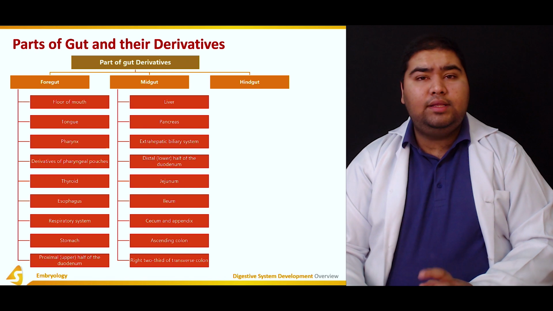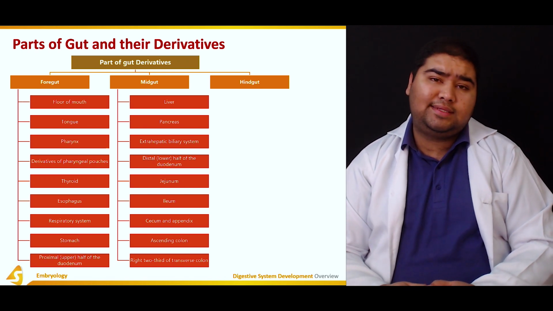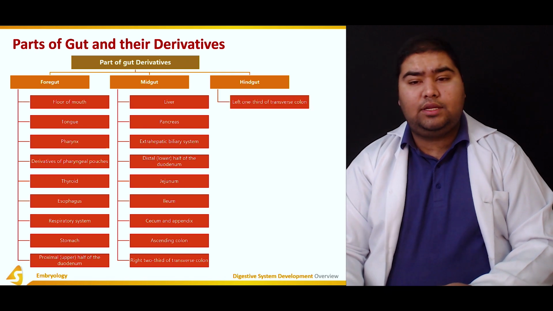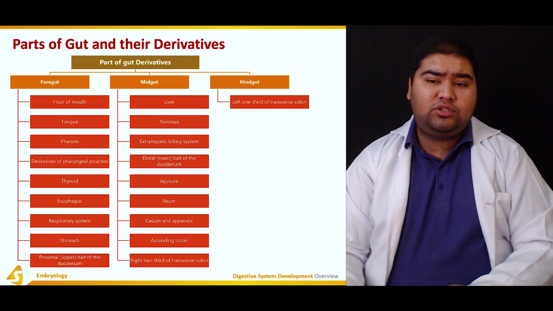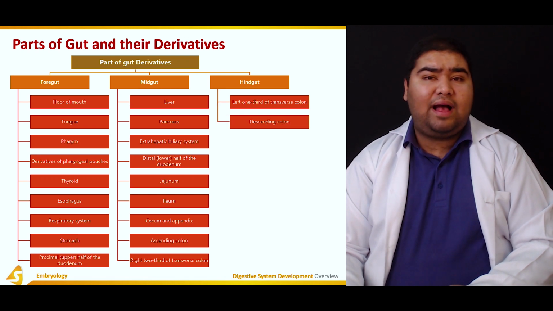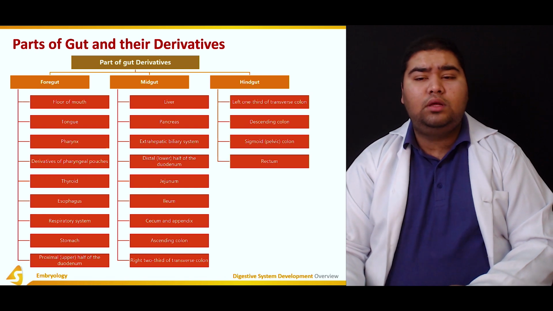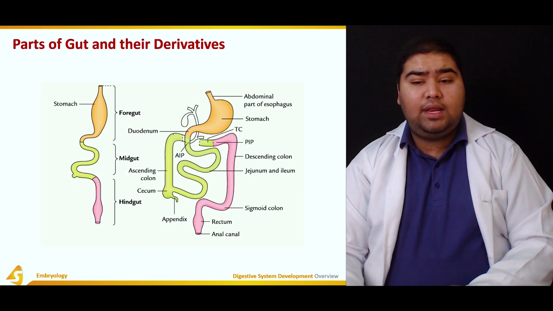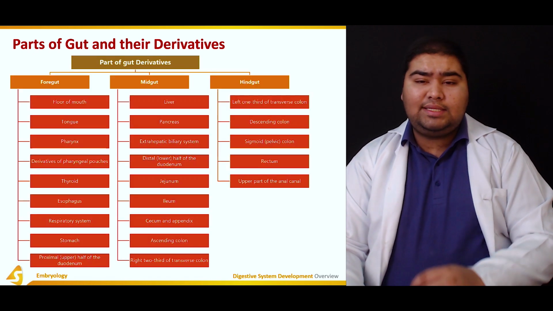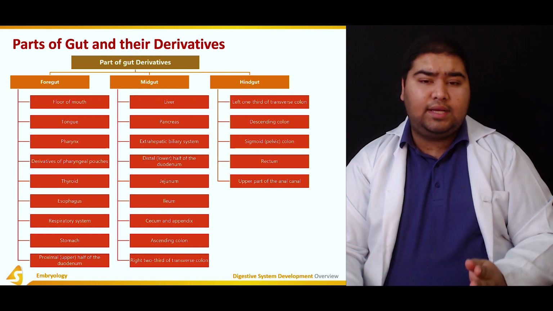Now moving on to the hindgut. The hindgut forms the terminal portion of the gastrointestinal tract. This includes the left 1/3 or the distal 1/3 of the transverse colon. Then we have the descending colon, then the sigmoid colon, then the rectum and the upper part of the anal canal. So these are the derivatives which are formed by the various sections of the gut.